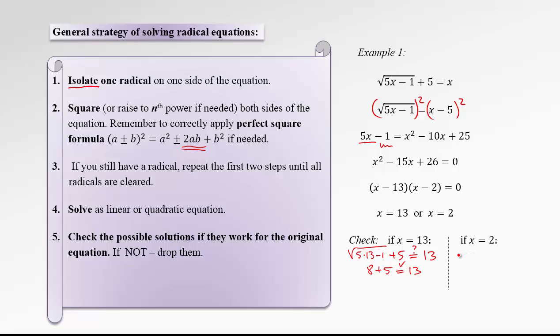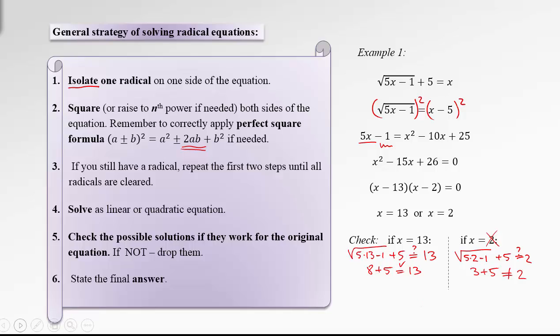What if x is 2? Again, plug it into the original equation. Root of 5 times 2 minus 1, plus 5. Is that equal to 2? Let's see. 10 minus 1, oh, that's 9. Root 9 is 3. 3 plus 5, that's 8. This is not 2. Therefore, 2 doesn't work. We have to exclude it.